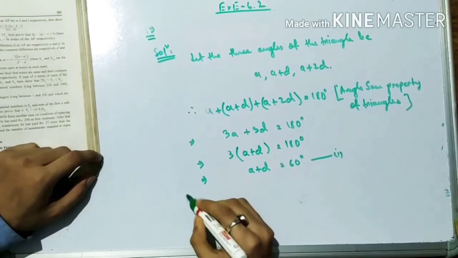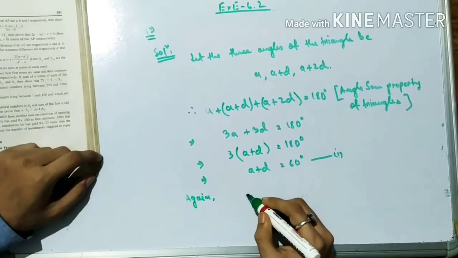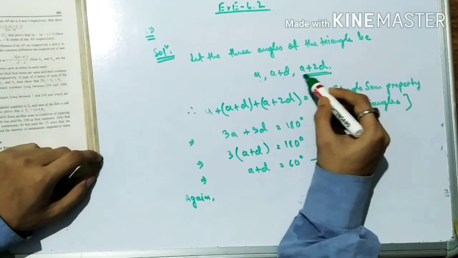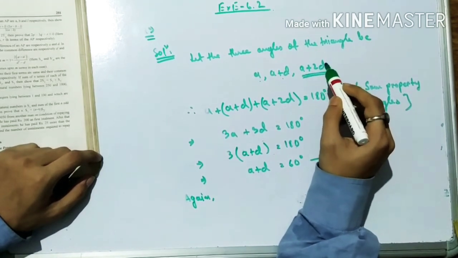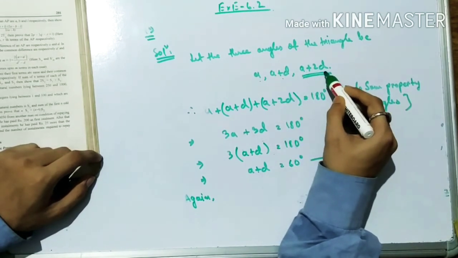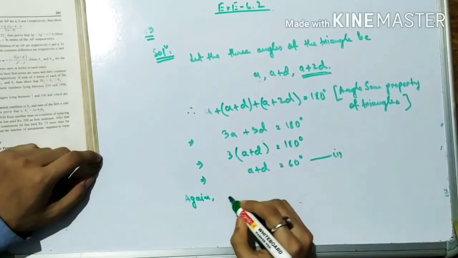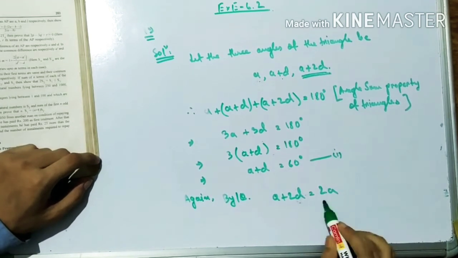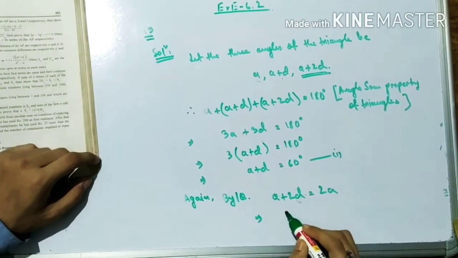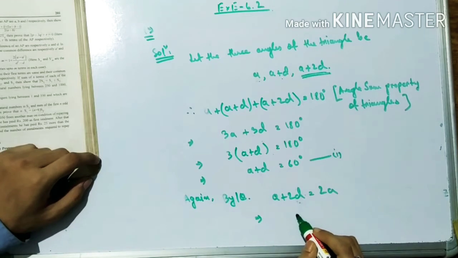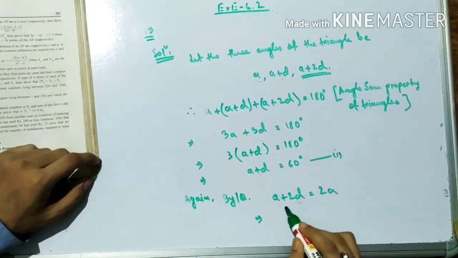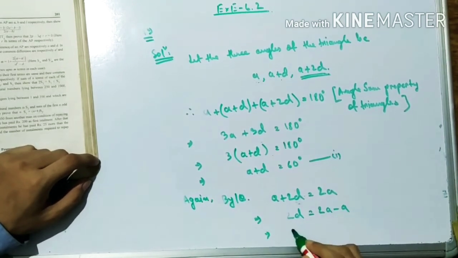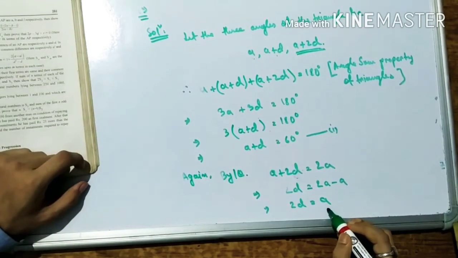Again in the question it is given that the measure of the biggest angle, which is A plus twice D, is twice the measure of the smallest angle, which is A. So by the question, A plus twice D is equal to twice A. Solving, twice D is equal to twice A minus A. So ultimately, twice D is equal to A.